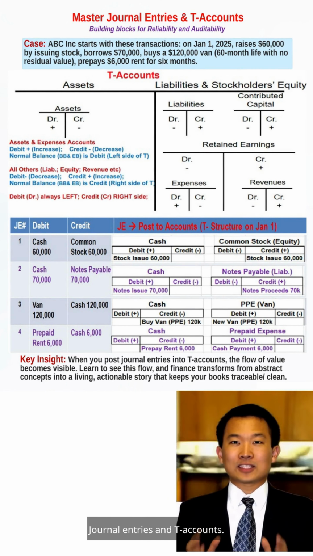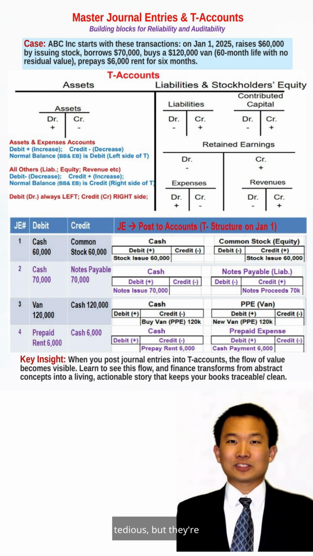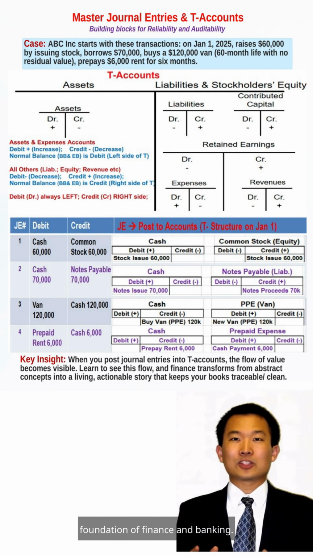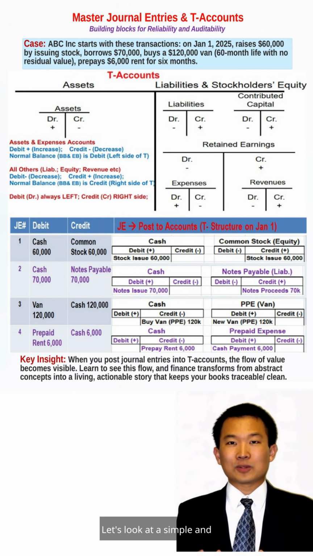Today we're going to learn through problem solving and dive into one of accounting's hidden superpowers, journal entries and T accounts. They may seem both unique and tedious, but they're indispensable. It's these tools that form the reliable and auditable foundation of finance and banking. Let's look at a simple and practical example.